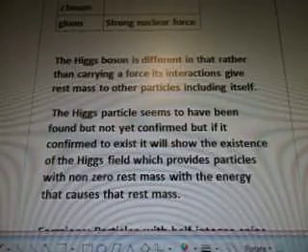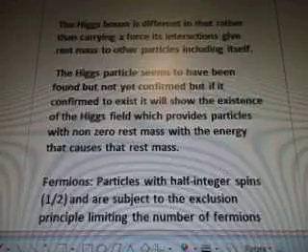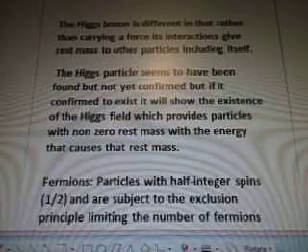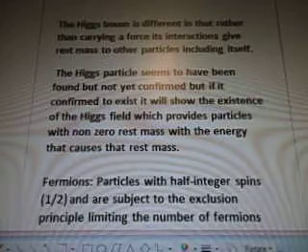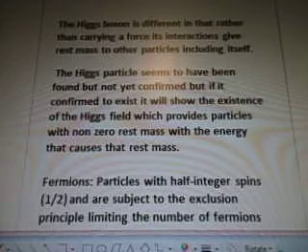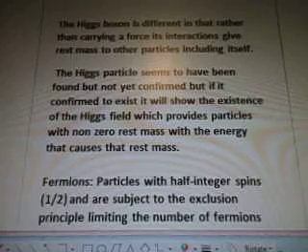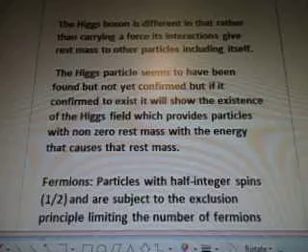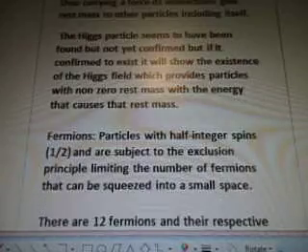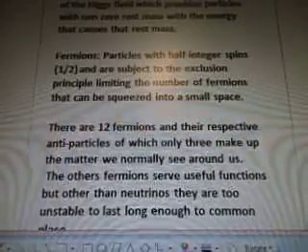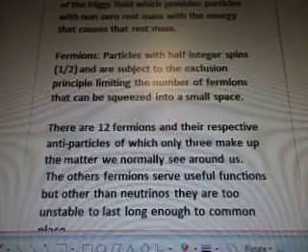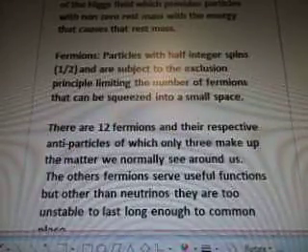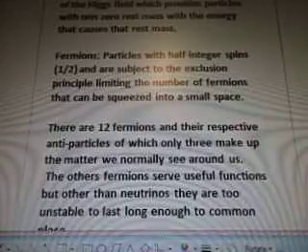The Higgs particle seems to have been found but not yet confirmed. It will show the existence of the Higgs field, which provides particles with non-zero rest mass with the energy that causes the rest mass. As far as I know, CERN's June 2012 results showed that it is a Higgs boson particle. I'm not sure, but I'm assuming since they blogged it that we might have proven it by now, because some of the stuff on Wikipedia is outdated. Unfortunately, someone needs to go in there and update that stuff.